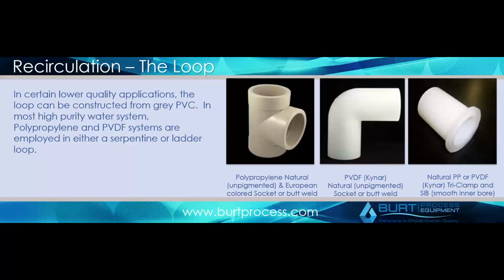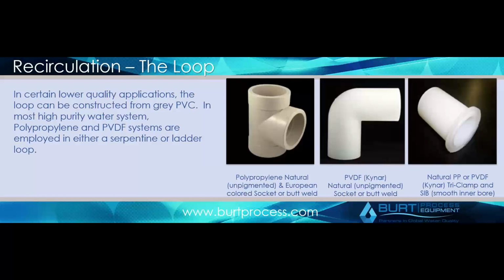Talking about materials for a second. For lower quality water systems, RO, boiler makeup, humidifiers, PVC can certainly be utilized. Anytime you get into the realm of more high purity water, such as an ASTM or CAPS type based system, you generally want to go with either a polypropylene or a PVDF based system. Polypropylene, either natural or the European color socket or fusion, is both acceptable.